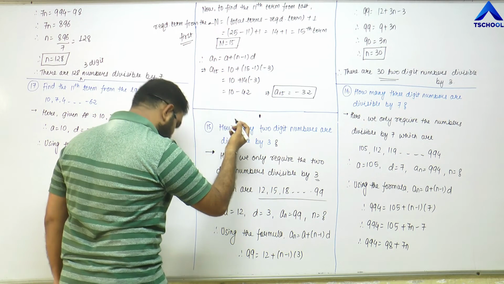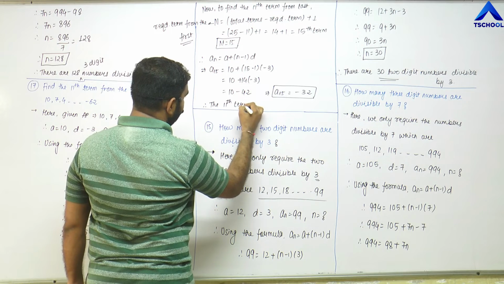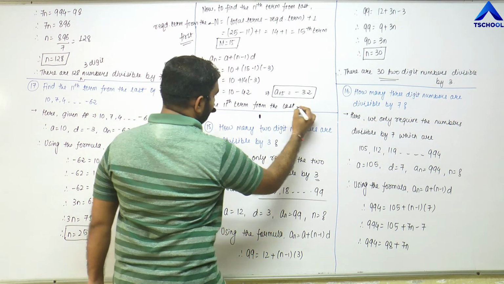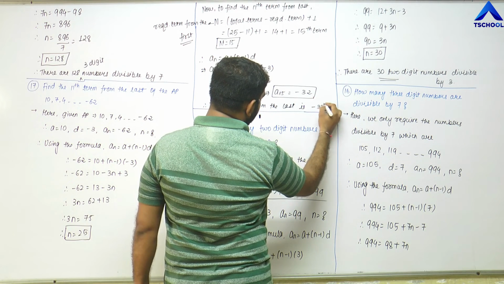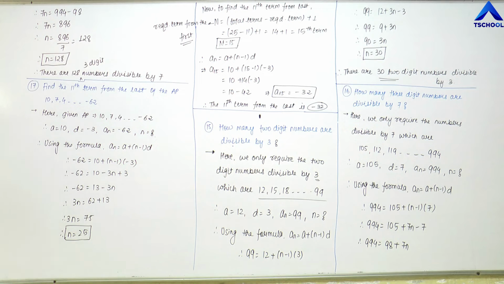Therefore the 11th term from the last is minus 32. Is it clear friends? Right, the 11th term from the last is minus 32. So that is how we can find the number of terms from the last or from the first as and when required. Is it clear? I think you must note this down so that we can solve the next, which is the same kind of sum.